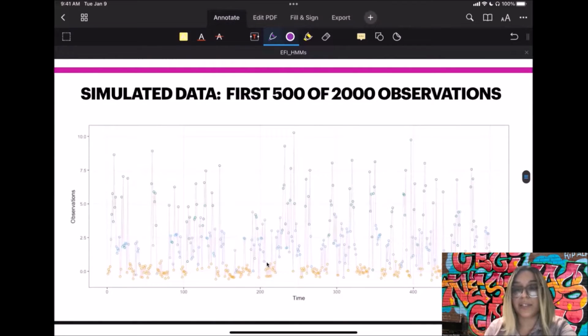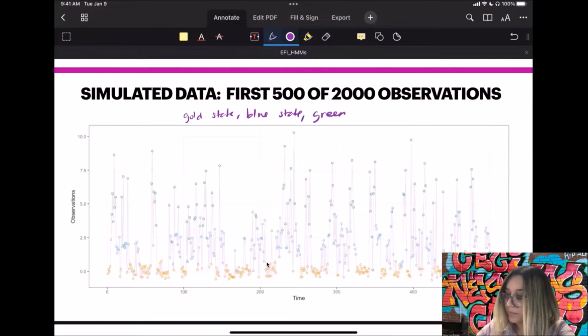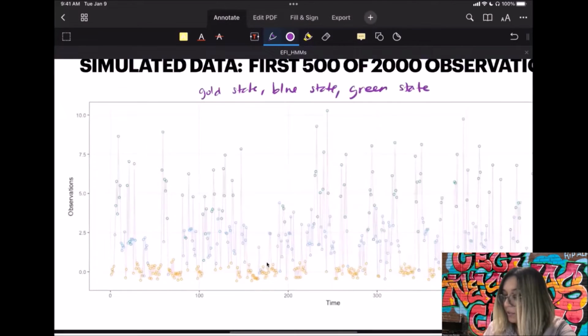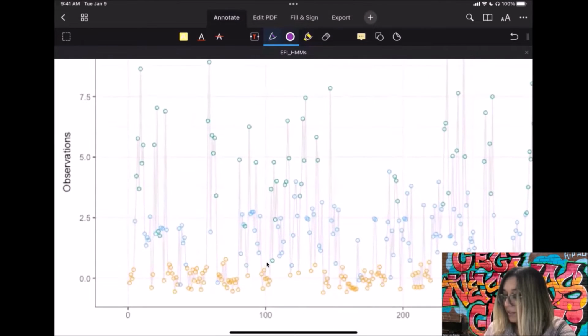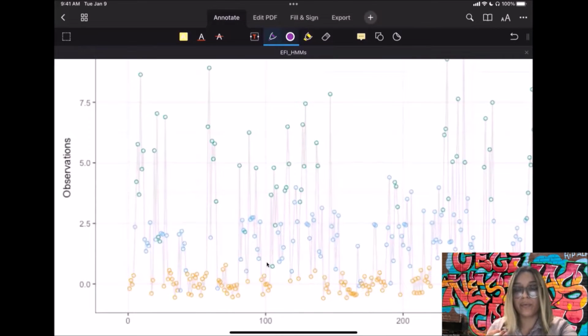So if we generate, say, 2,000 observations, we look at the first 500. We have our gold state, our blue state, and our green state. And what's noticeable about this process is that hidden Markov models, again, are these mixture models with dependence over time, which means that as soon as we have one gold observation, we're likely to produce multiple gold observations in a row.